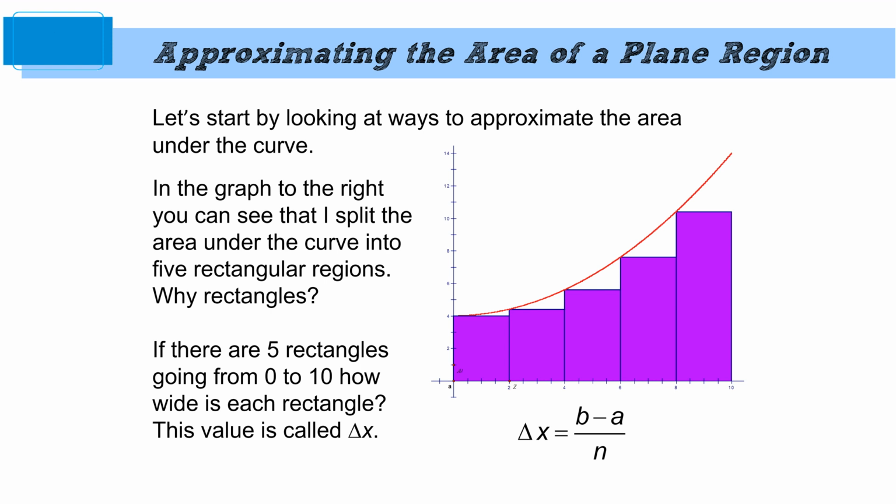Delta x is the width of the rectangle. A is our starting point. B is our ending point. N is the number of rectangles.